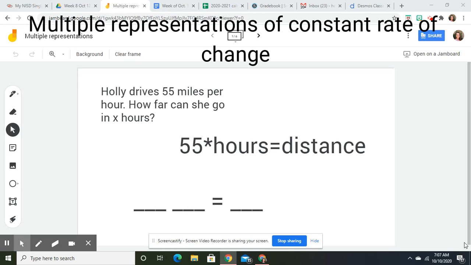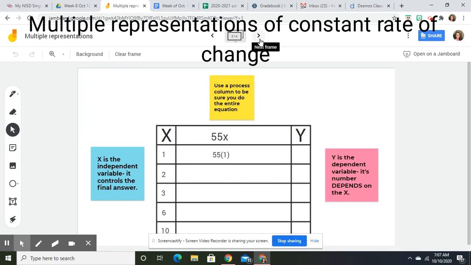So the first thing we need to do is set up our equation. The information shown on the screen shows that we have 55 miles per hour times however many hours she drives to get a certain distance. So we're going to put that as 55, and we're going to use the variable x, equals y, the distance she's going to travel. Once we do that, we now have our equation that will help guide us through.